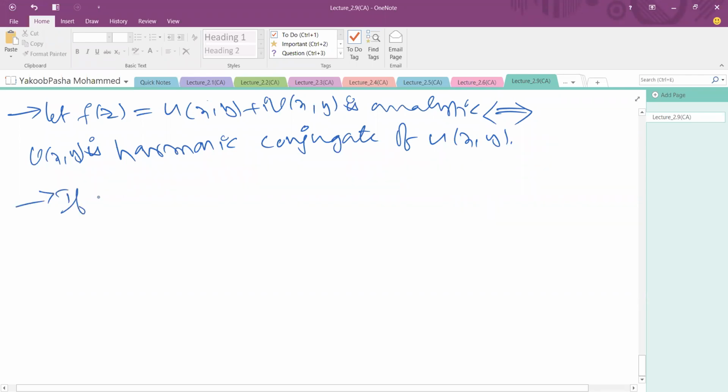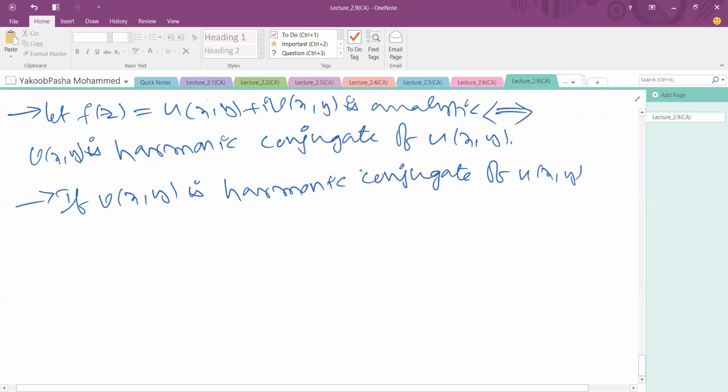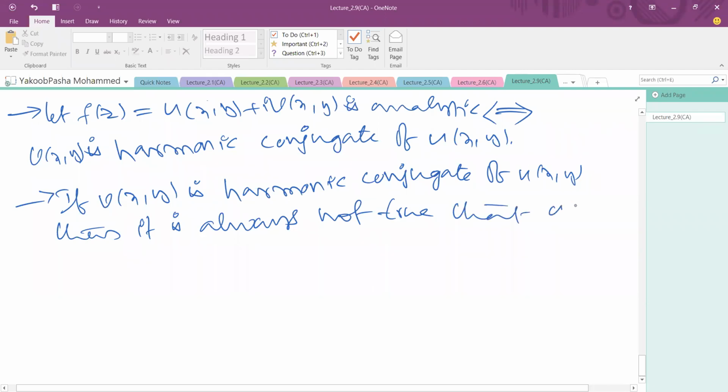If v of x comma y is harmonic conjugate of u of x comma y, then it is not always true that u of x comma y is also harmonic conjugate of v of x comma y.